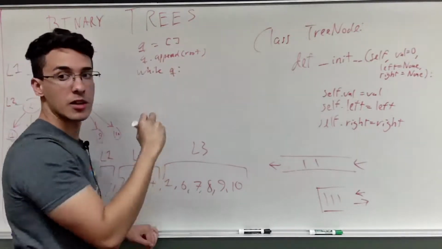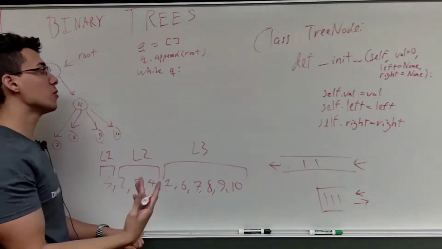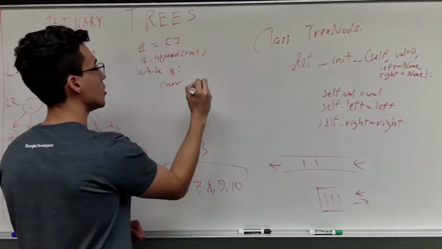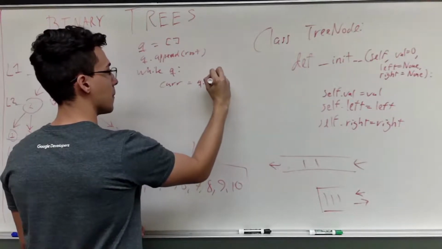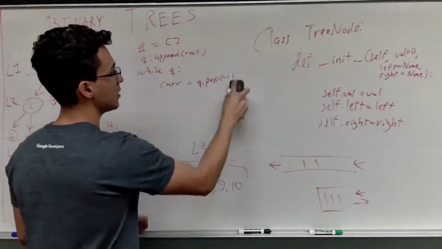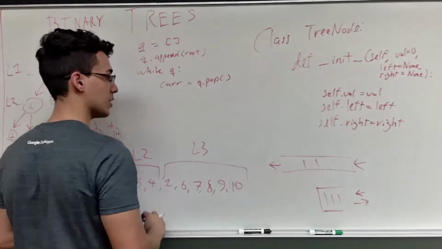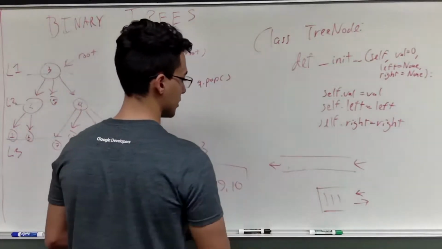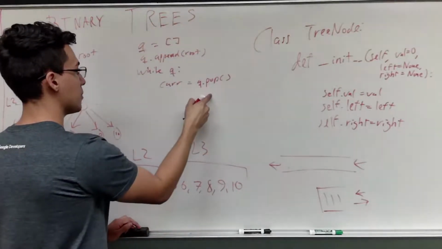While queue, right? So while the queue still has elements in it, we can do work on it. So we can do current node equals queue dot pop. Well, actually, no. You don't pop from the end. This is popping from the end, like a stack. You pop from the beginning, right? So I'm going to do it like this, right? So cur equals q dot pop.